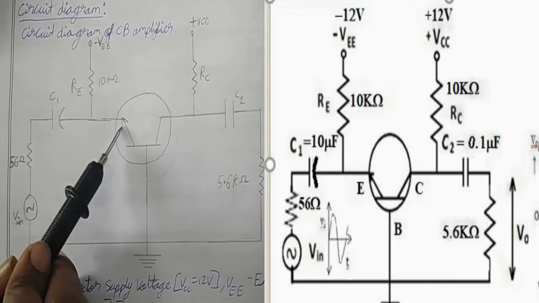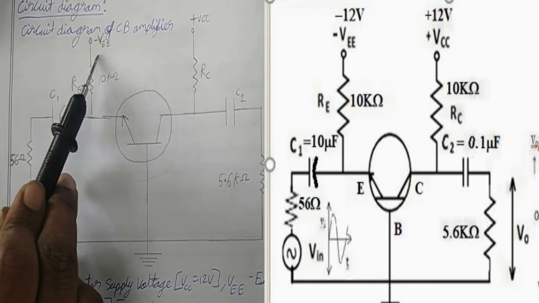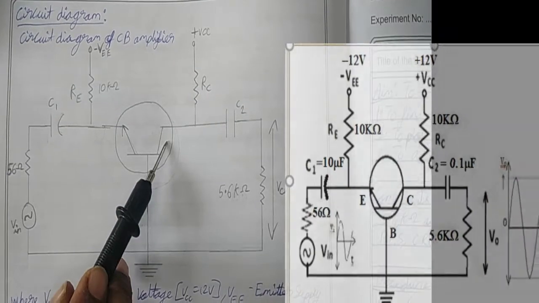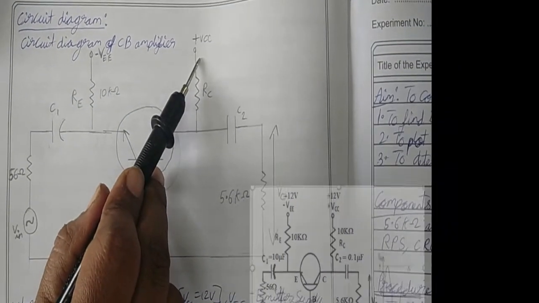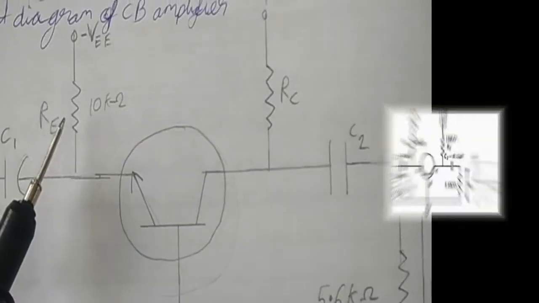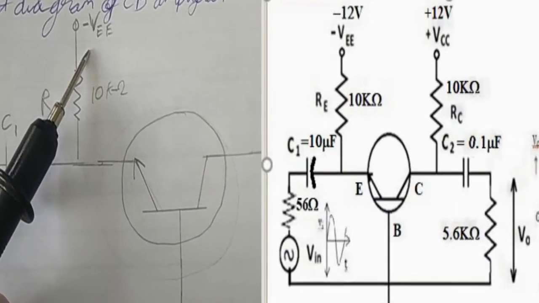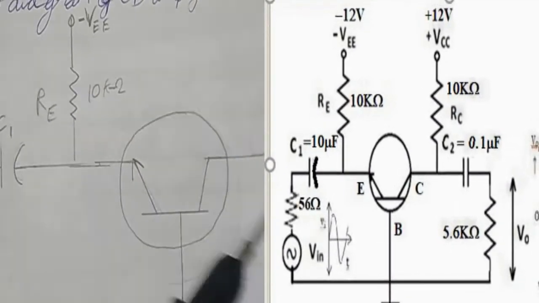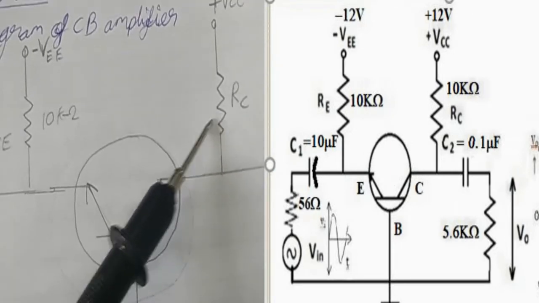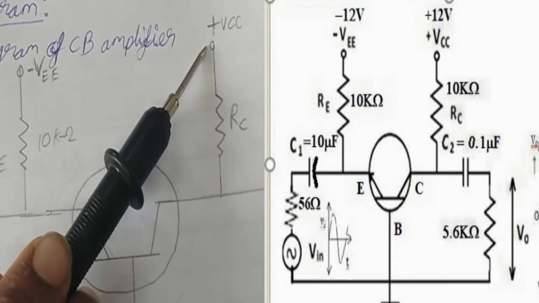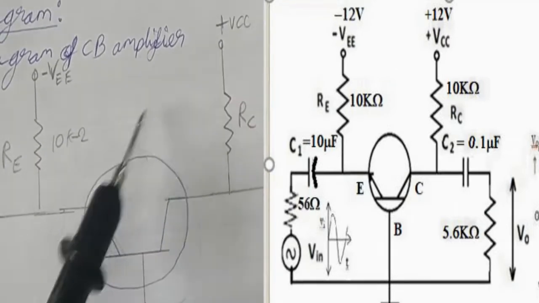The resistor which is connected to the emitter should be connected to minus VEE, wherein the resistor which is connected to the collector should be given to plus VCC. The resistor which is connected to the emitter is given to minus VEE, that is minus 12 volt, wherein the resistor which is connected to the collector is given to plus VCC. This is for biasing or to set the Q point.